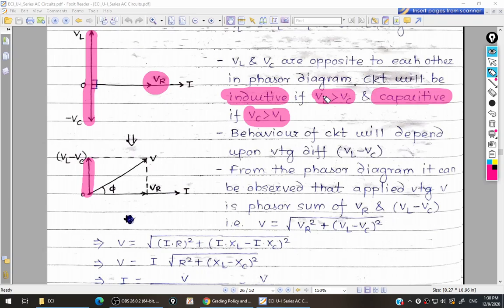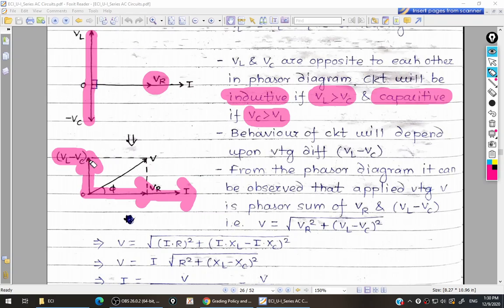We are assuming that the voltage across the inductor is higher than the voltage across the capacitor. So you will get the phasor diagram like this. This is your current, then this is your voltage across the resistor, and now VL and VC are opposite to each other, and we are considering that VL is greater than VC. So your resultant phasor will be in the positive y direction. Okay, so you are getting the voltage VL minus VC.